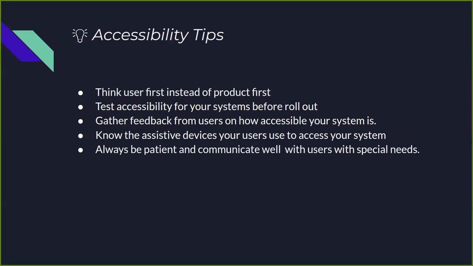The next thing to consider is to always be patient and communicate well with users with special needs. Users with special needs, when they start using your system, most of the time are already frustrated because it becomes another new learning curve for them. If you're not patient with them, it becomes difficult for them to open up about their actual problems. But if your communication is effective and you are patient with them, they can tell you the problems they are facing and suggest certain things you can do to help them.